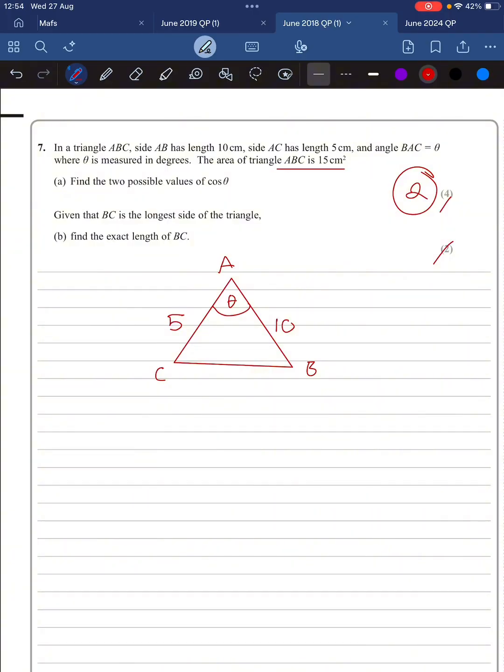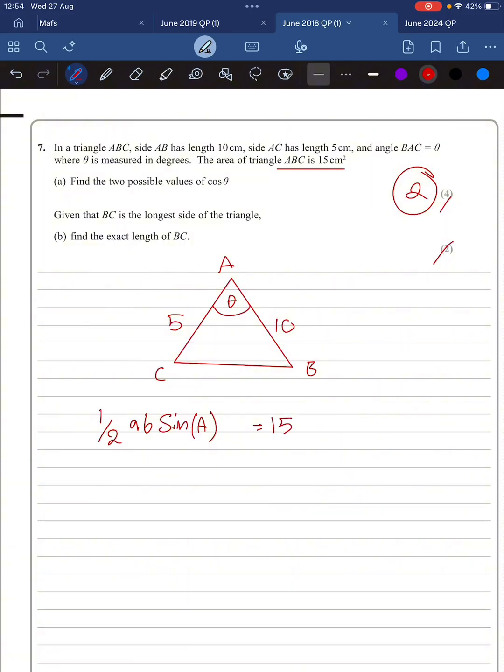Now, for the area of the triangle, there's a formula for it, and it goes like this. Half AB sine C. It doesn't have to be sine C necessarily, so this is kind of like sine A, really. And that is equal to 15, okay?